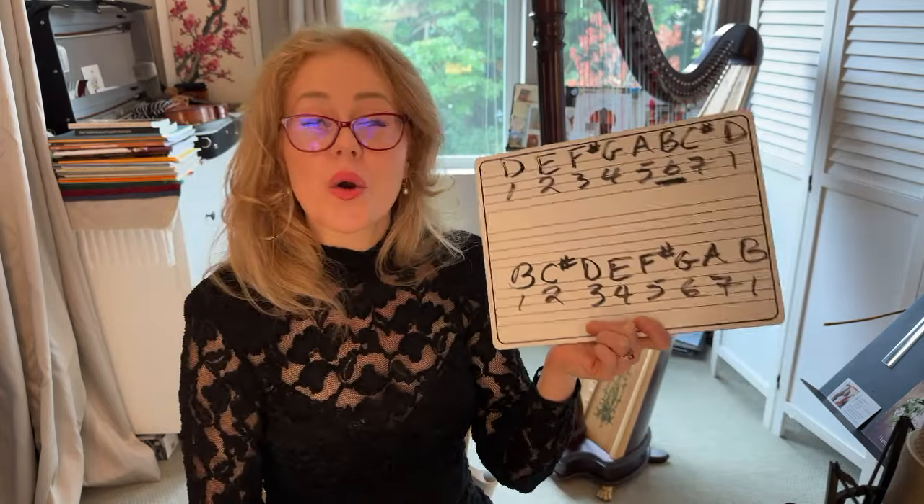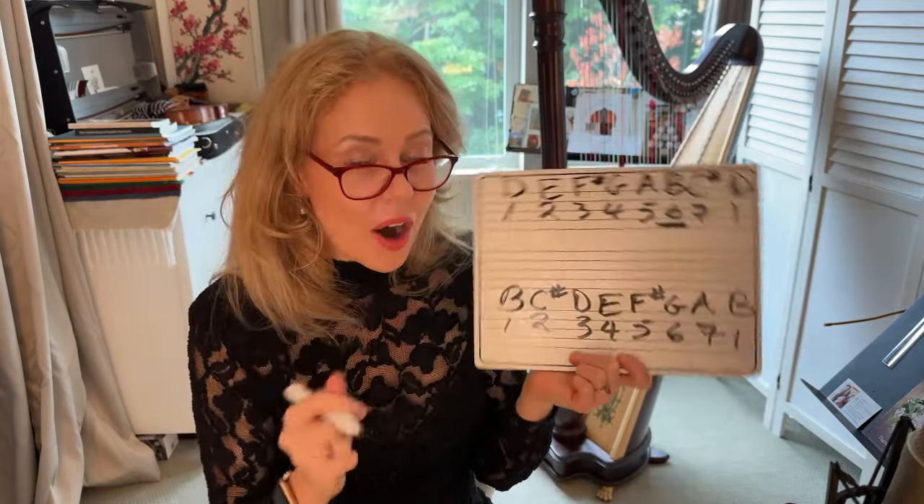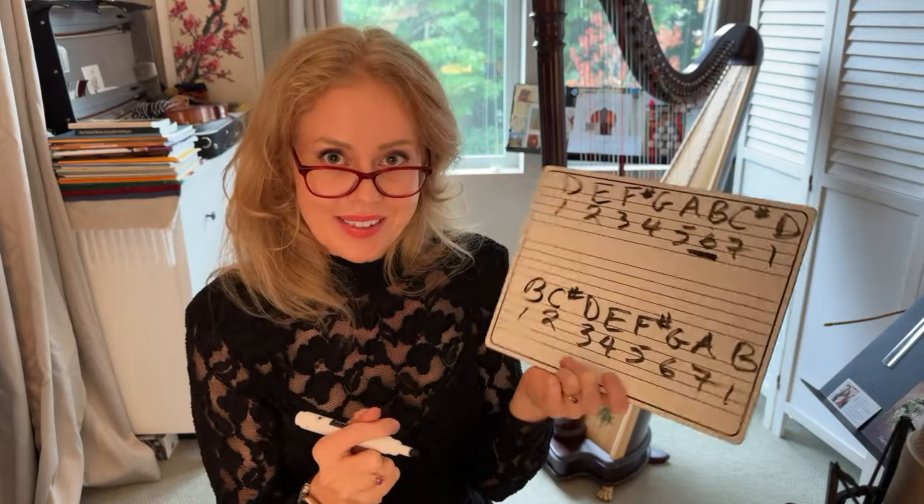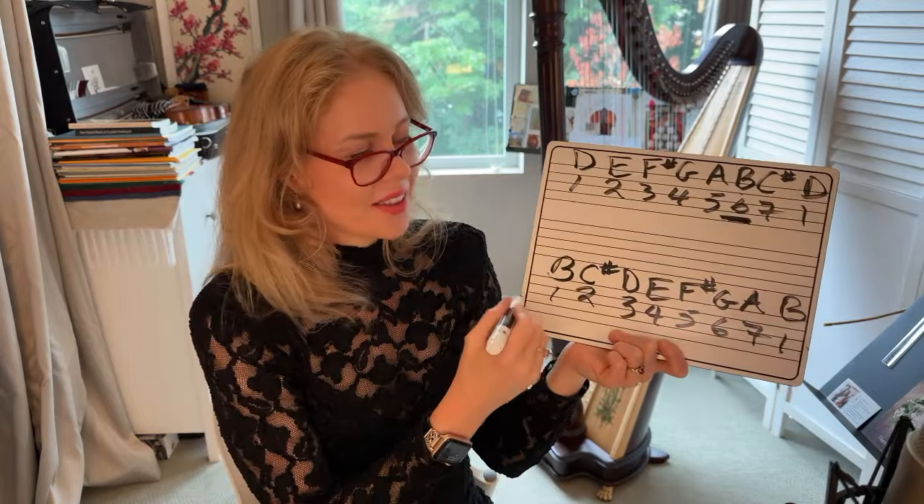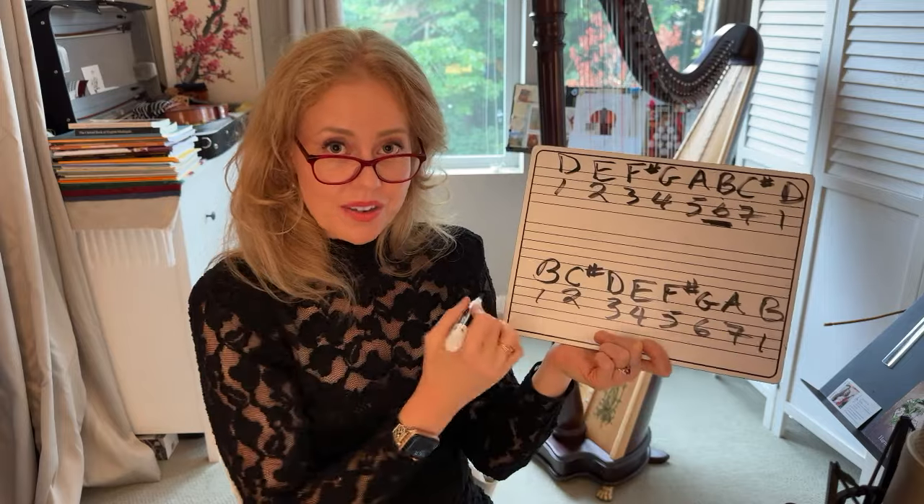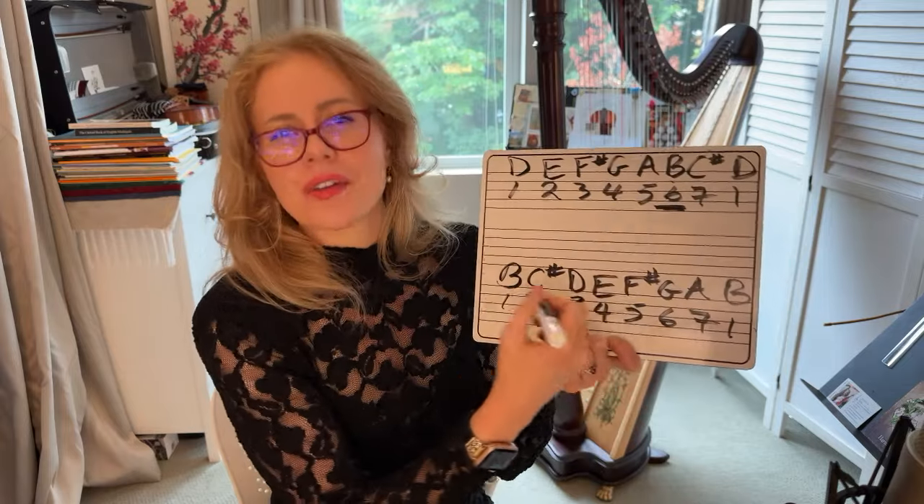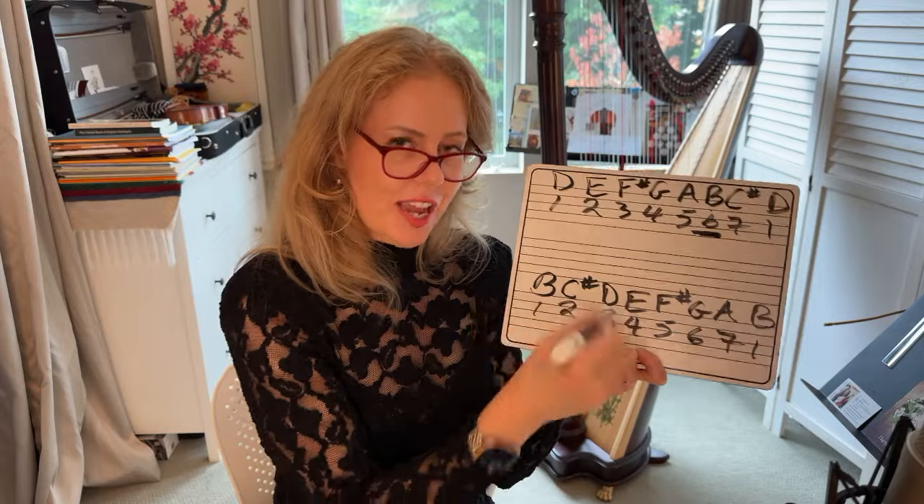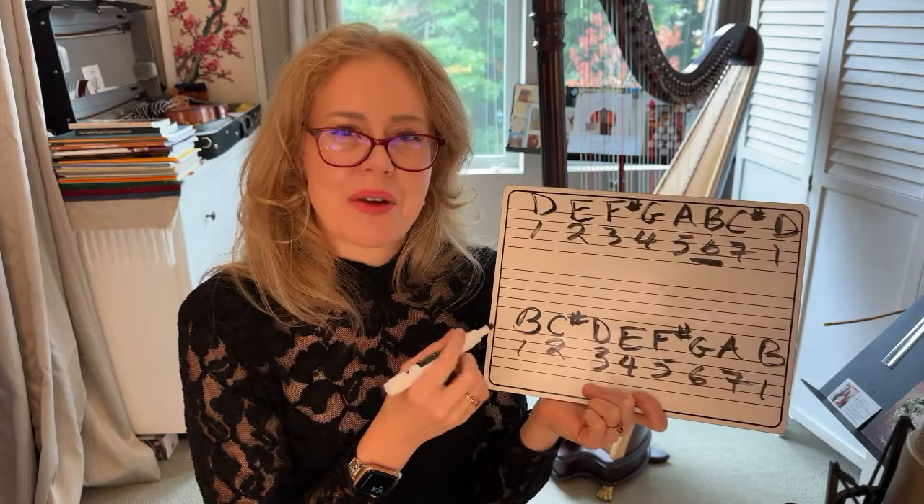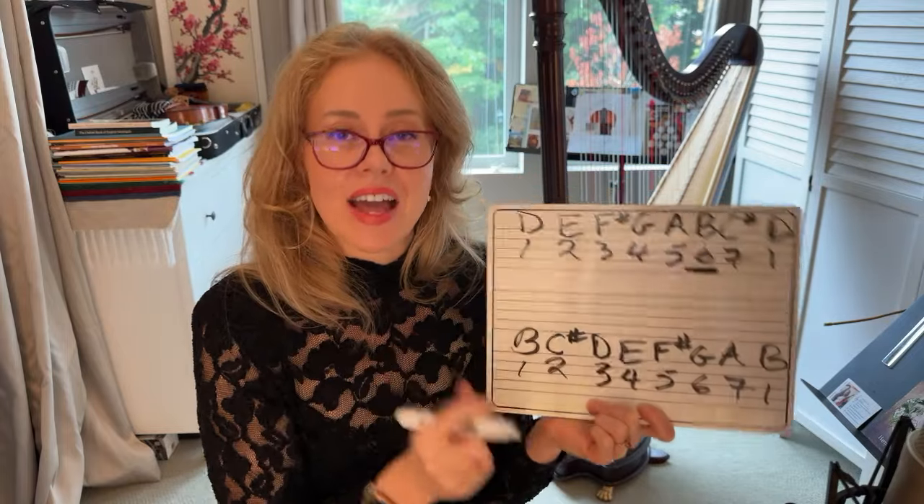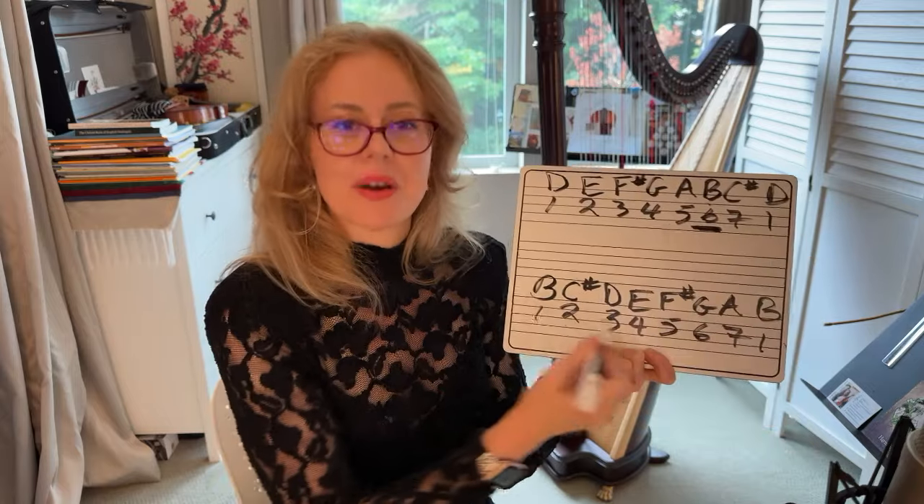Okay. Who remembers that there are three different kinds of minor scales? We started with this one, which we've written down. It's all natural, it's organic, it just came out that way. Remember what that one's called? The natural minor. This is the natural minor.